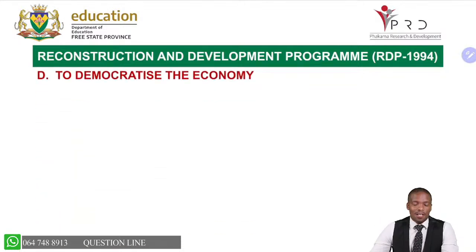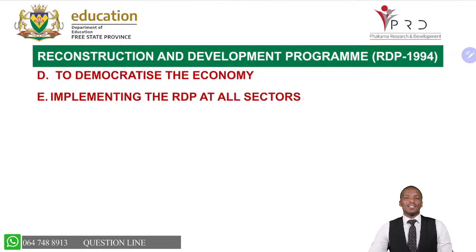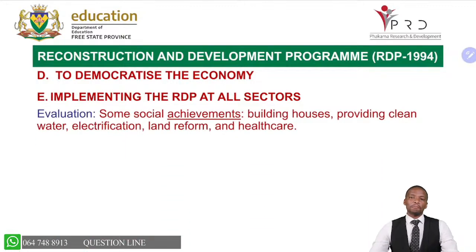D, to make the economy as democratic as possible, where we are all equal. And then E was to implement these goals of reconstruction and development in all sectors. So when you are looking at this and you are in the communities, you should understand that this policy did not only focus on housing, but it focused on all the other aspects that affect you and I socially.